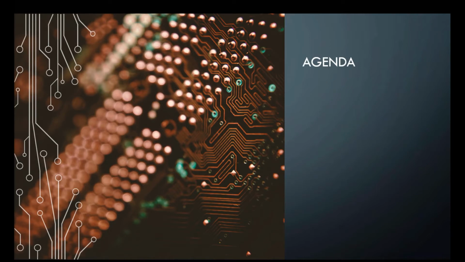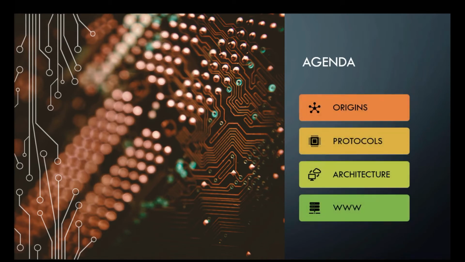I've broken this little presentation out into 4 sections. First, we will look at the origins. Where did it come from? Then we will take a peek at the communication protocols and the architecture that makes up the Internet. Finally, we will explore how the Internet differs from the World Wide Web.